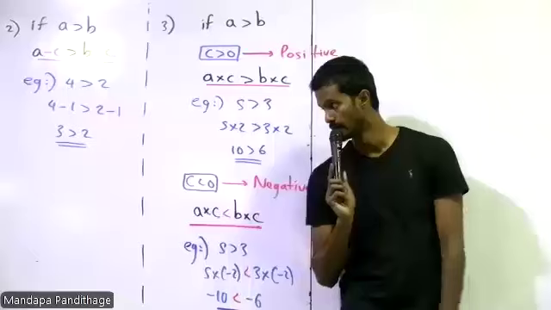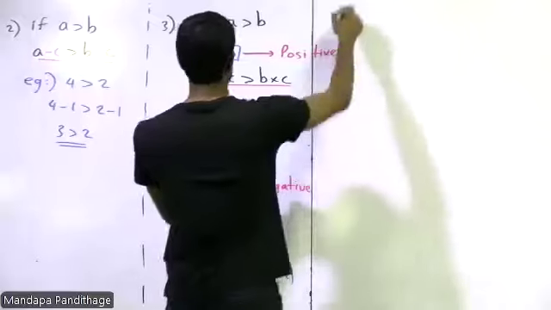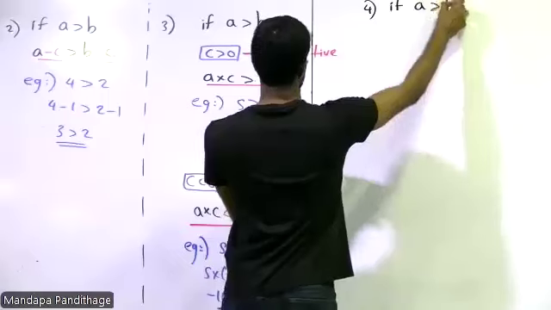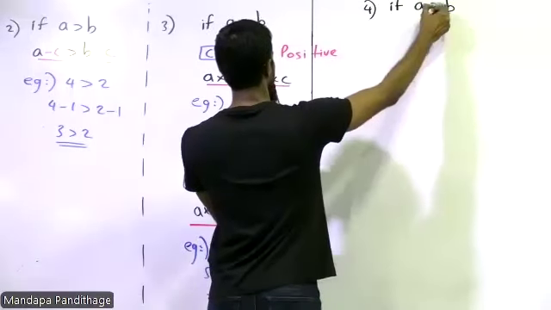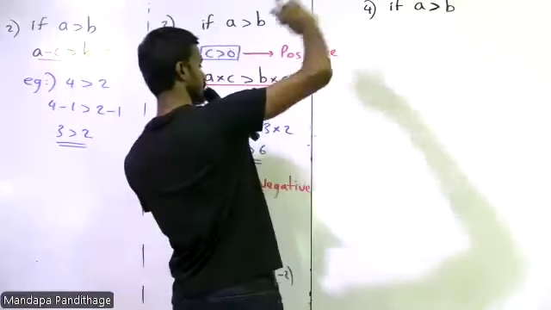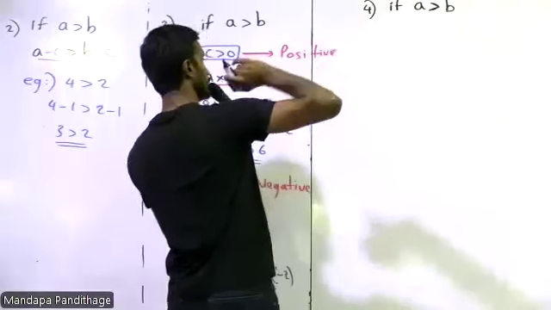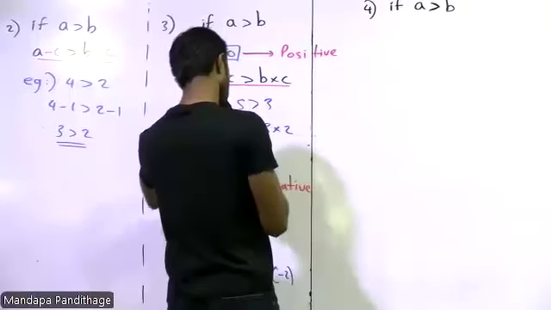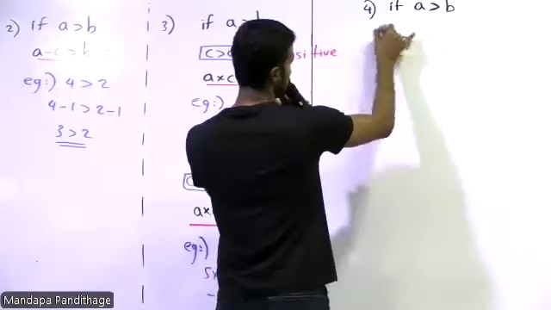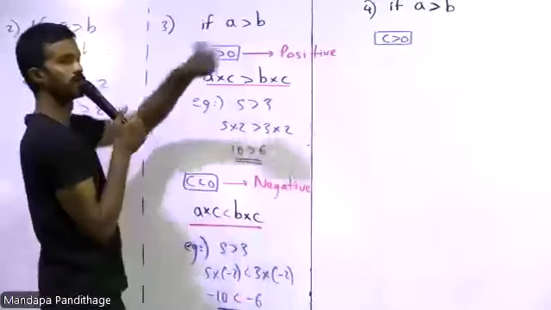The next line: if multiplied by a negative number, the sign changes. You have to make sure the sign changes, then you can multiply. When multiplied by a negative number, the sign changes.